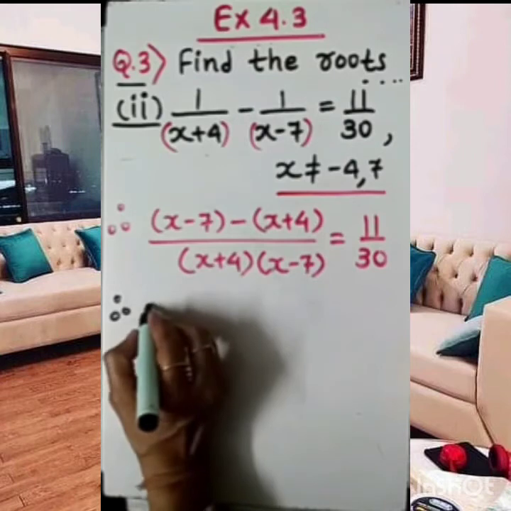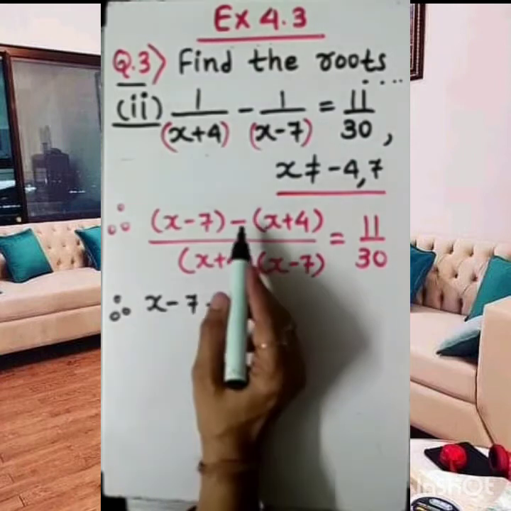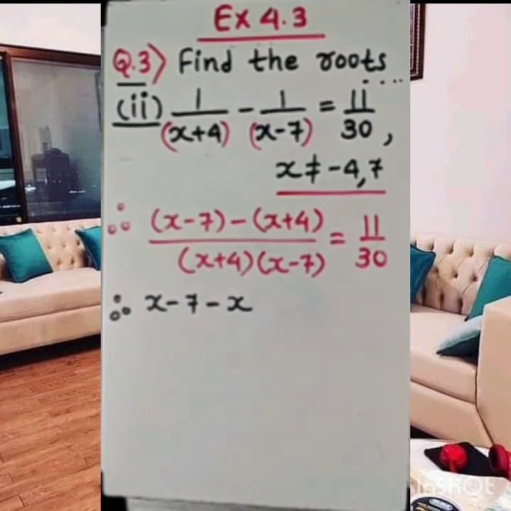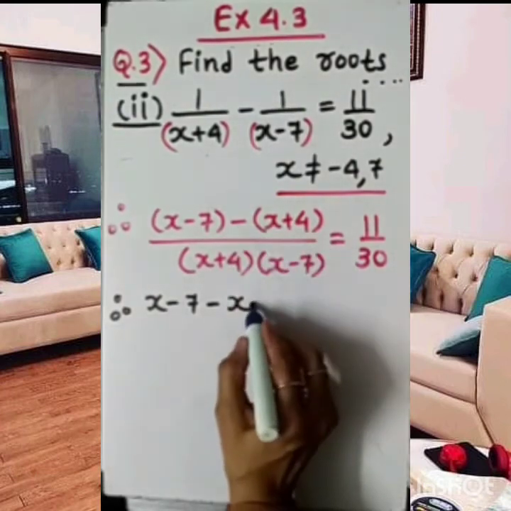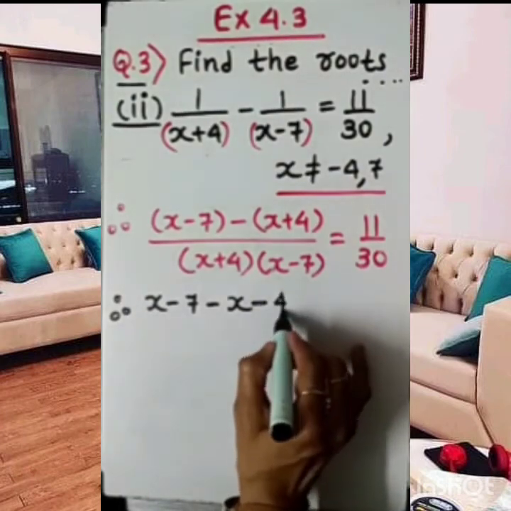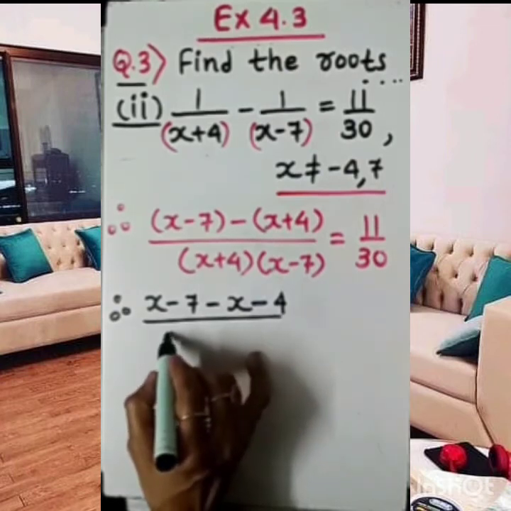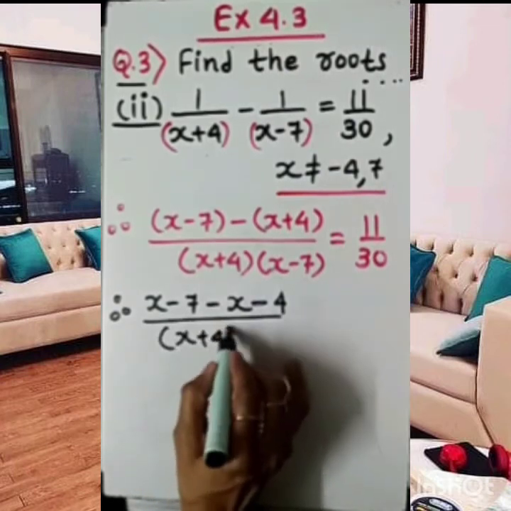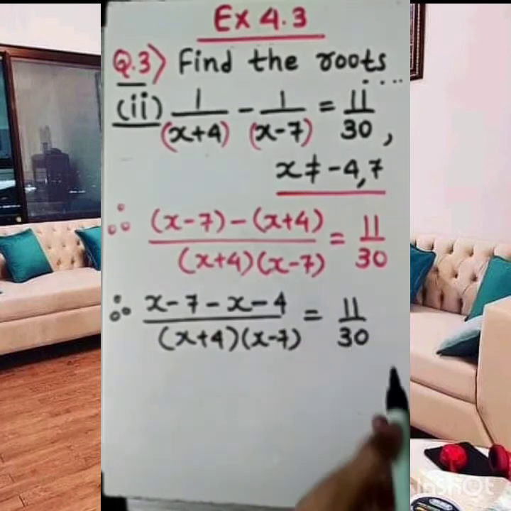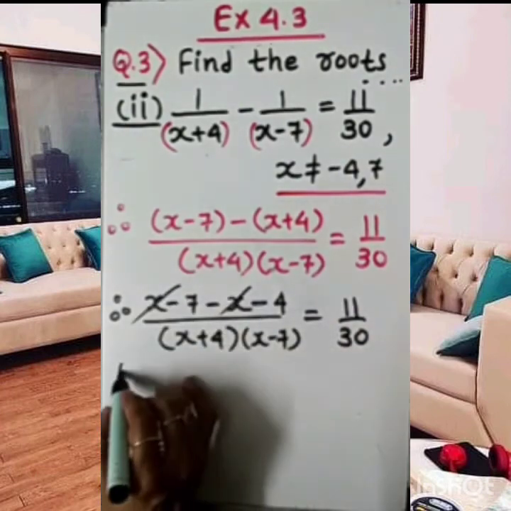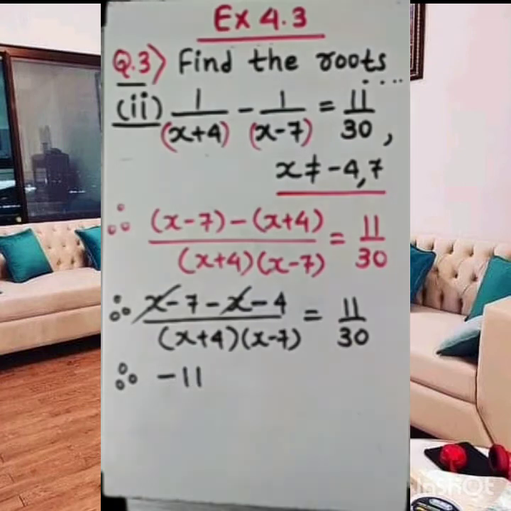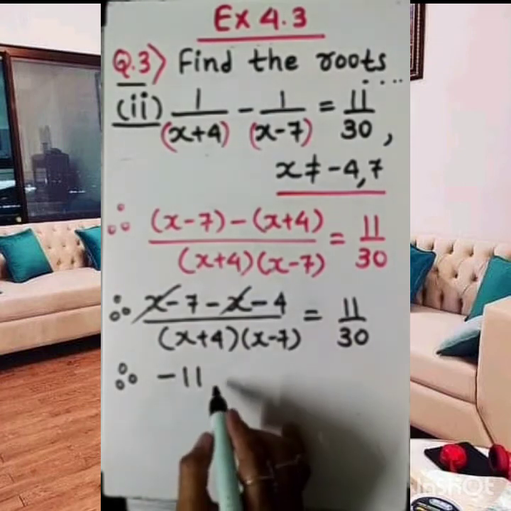Therefore, the numerator is x minus 7 minus, so we need to change the sign. As you know, here it is plus 4, because of this minus, I need to mention this as minus 4. So let me write it here, minus 4. And in the denominator, x plus 4 and x minus 7 as it is, which is equal to 11 by 30. Now x minus x will be cancelled. So minus 7 minus 4 is minus 11. Agree?